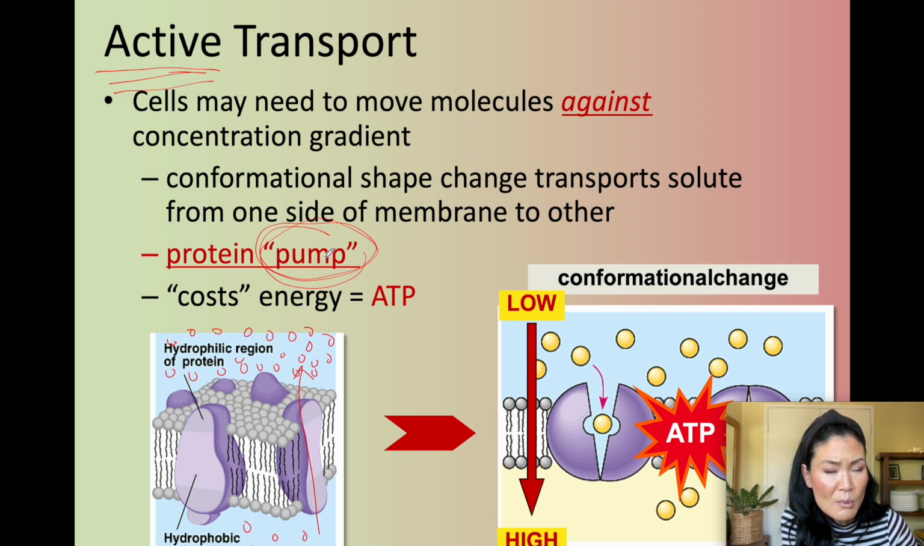So active transport is sort of like that in that it's pushing molecules against the concentration gradient, not going down their concentration, but going the opposite, and it's going to require ATP. And whenever you guys see that word pump in regards to a protein, you know that it's active transport because it requires energy to pump against the concentration gradient.